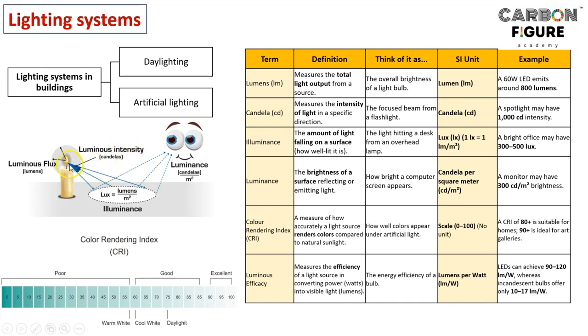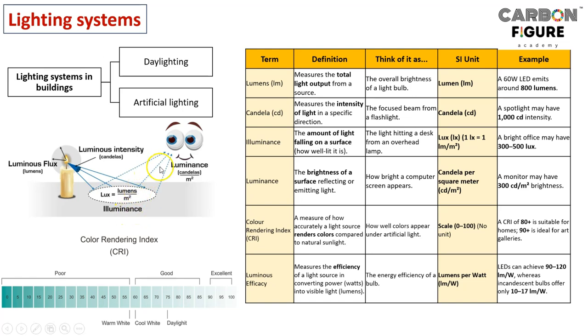How much amount of that light from the flame is falling onto the surface? That intensity is called luminous intensity. It is measured in candela, right? Once that intensity of light is falling through a given surface, we have lux, which is equal to lumens divided by area. So how much area, how much lumens, right? That is called illuminance.